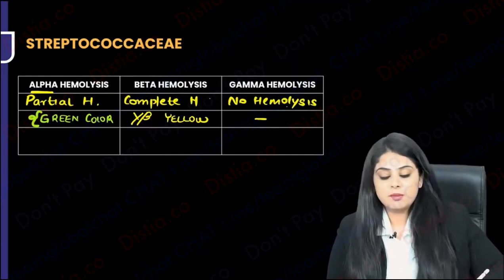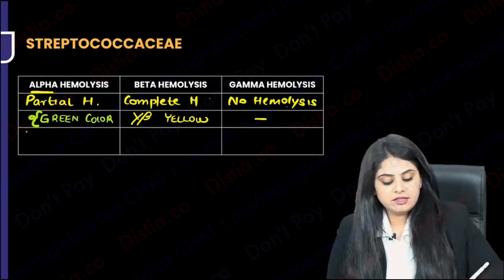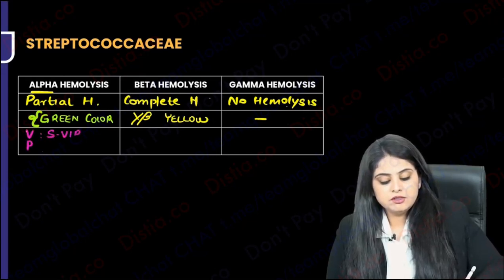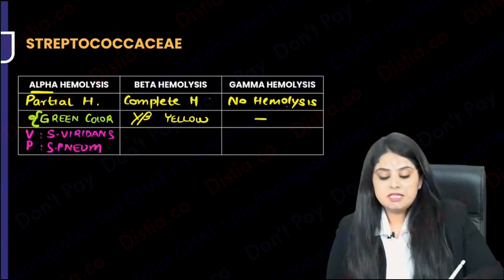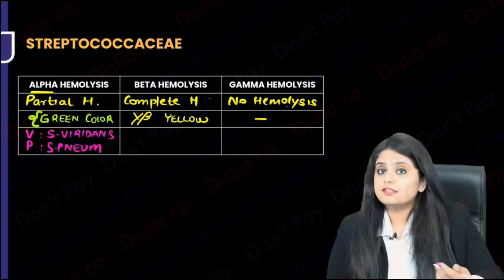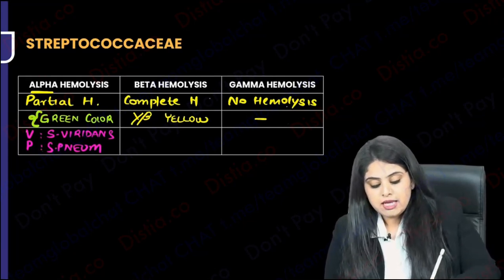What organisms come under it? So alpha has two things, and that is going to be VP. What is VP? That is Streptococcus viridans and Streptococcus pneumoniae. Beta hemolysis has a further classification that I'm going to come to, and gamma has the very famous Enterococcus.